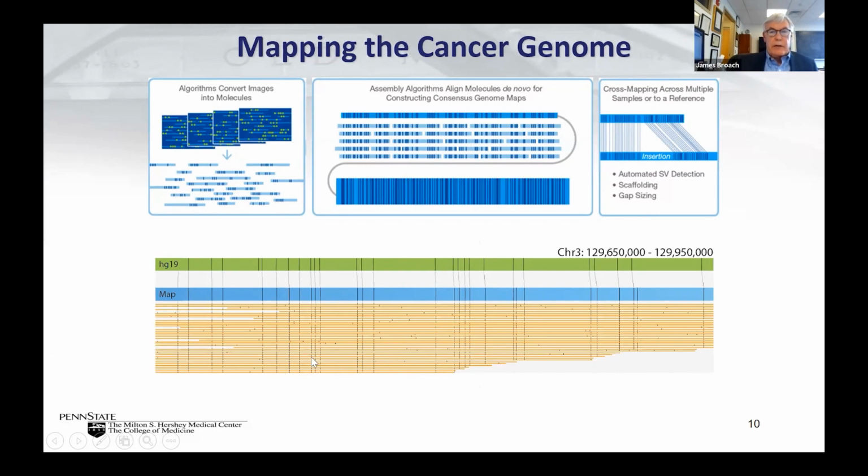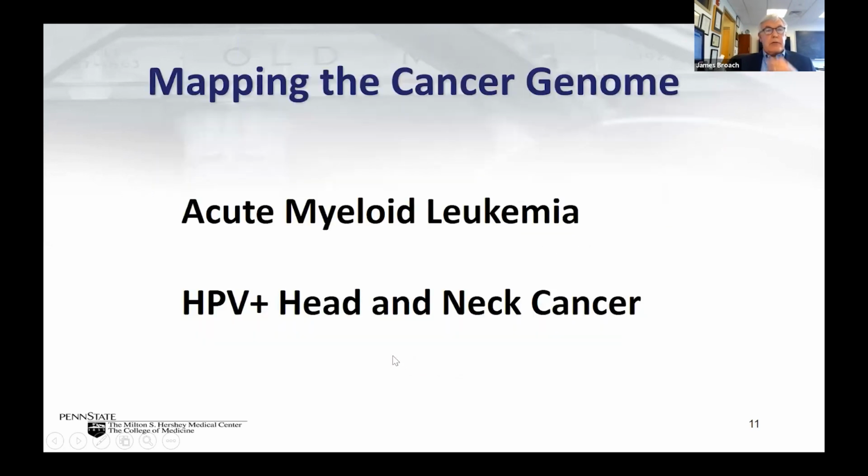And you can see these molecules can be aligned to assemble into a consensus map that in this case could be compared to the HG19 consensus reference genome to show that these molecules derive from position 125 megabases on chromosome 3. So I want to show our application of this to two different types of cancer. The first one is acute myeloid leukemia, and the second is HPV positive head and neck cancers.